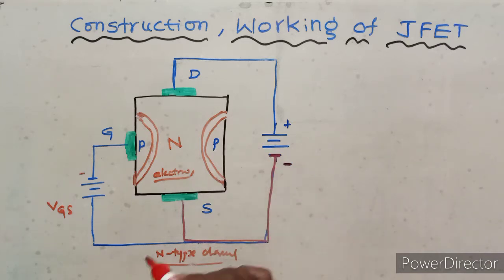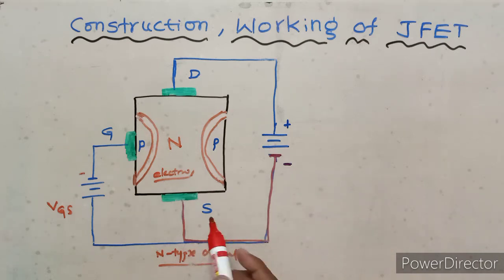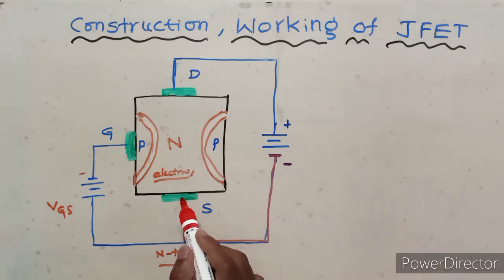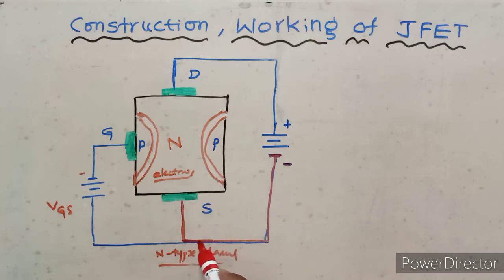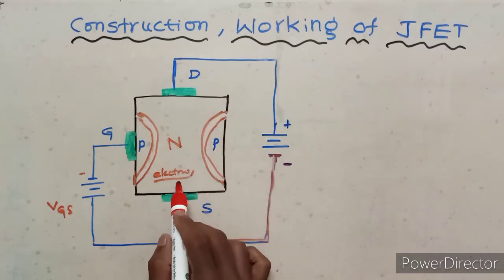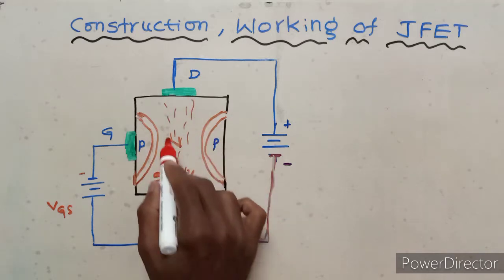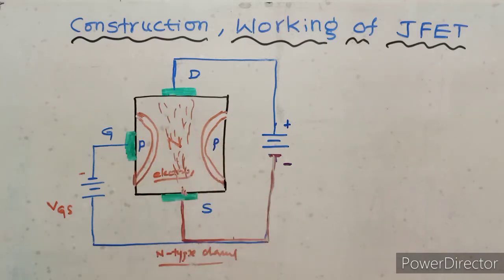This is the negative terminal, connected to the negative terminal of the battery. Electrons, which are the majority charge carriers in the n-type bar, enter the bar through this terminal. So the charge carriers travel along the circuit from source to drain.